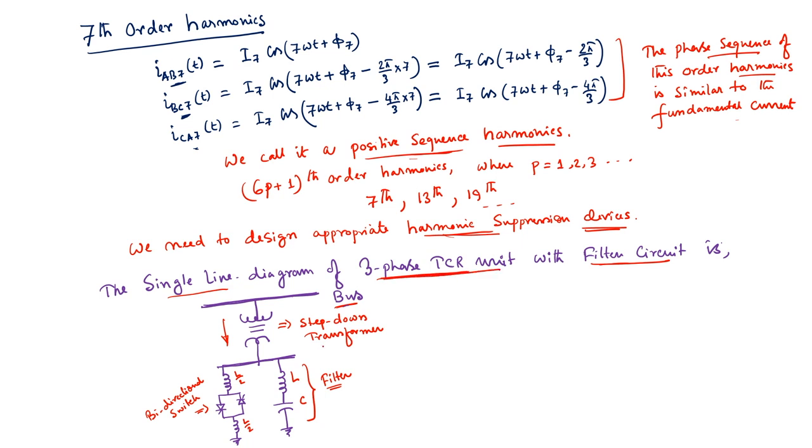Okay. And the role of this step down transformer is to step down the voltage level. Suppose this bus voltage is 220 kV or maybe 400 kV or maybe 765 kV as per the transmission level voltage in India, but here this is a low voltage bus, whose voltage level will be much lower than this voltage level. So, that the overall TCR unit and the filter unit would both be not much costlier. Okay. So, that is the idea behind this.